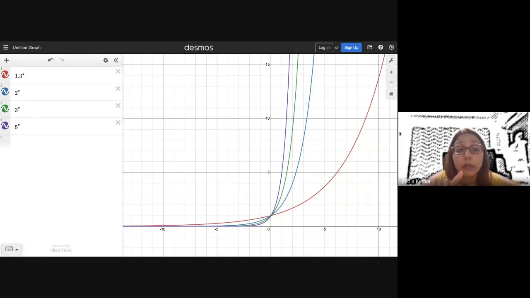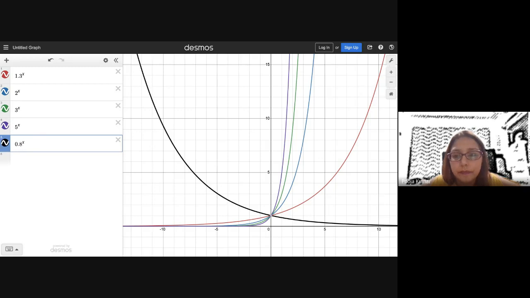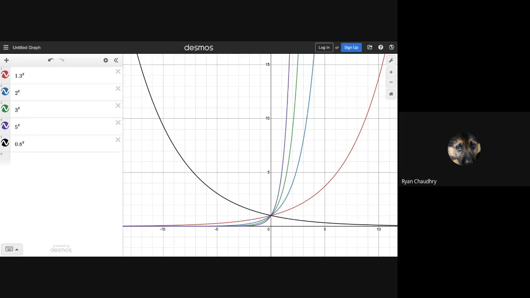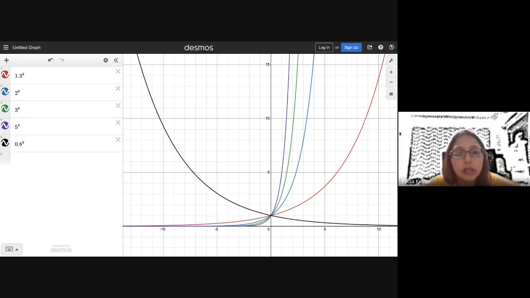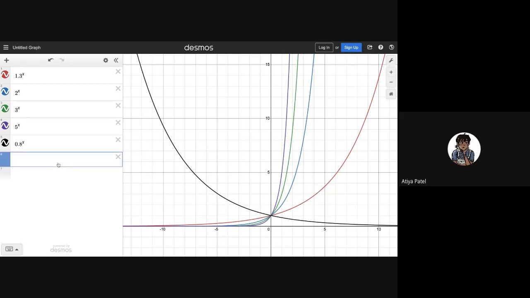Now I'm going to give you a number which is less than 1. Less than 1 but greater than 0, like 0.8 raised to power x. Do it. Less than 1. What do you see? It's less than 1, so it goes the other way. Okay, 0.5 raised to power x. Also the other way because it's less than 1.